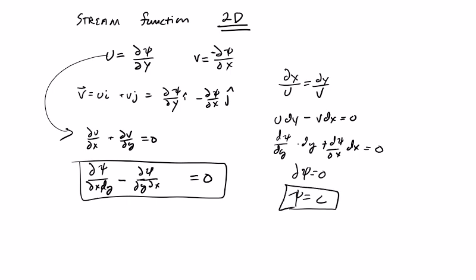So if we can create a flow that has streamlines, then we can think about a model for the streamlines. This is one way to solve it. Will you ever do this?